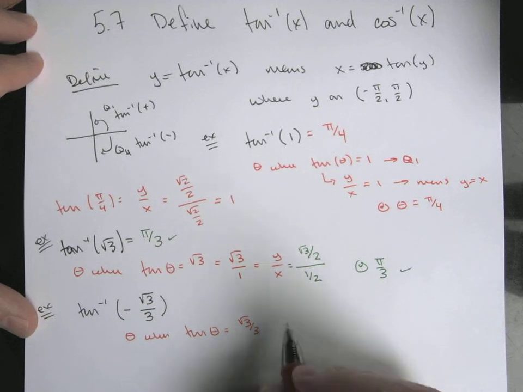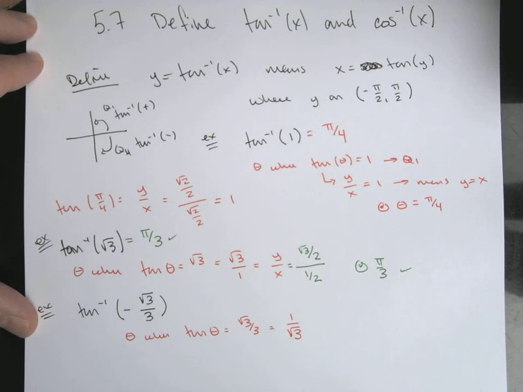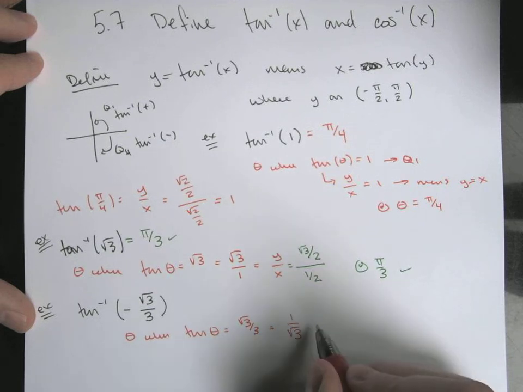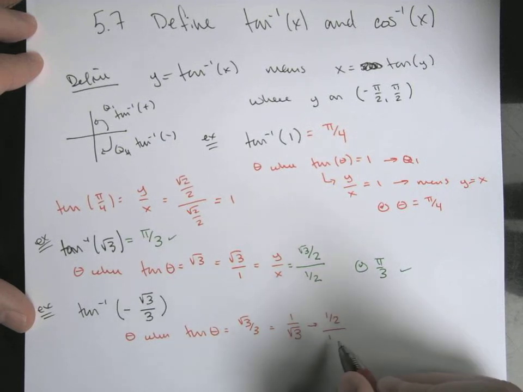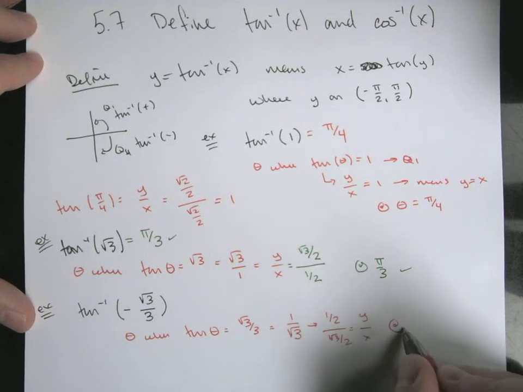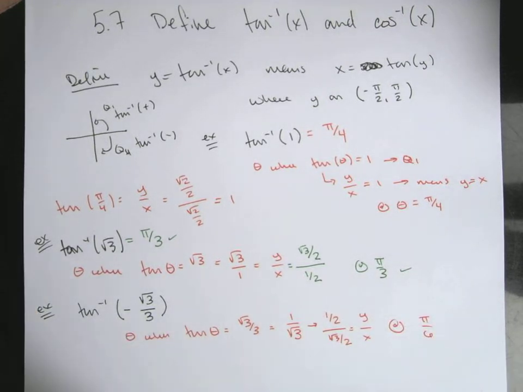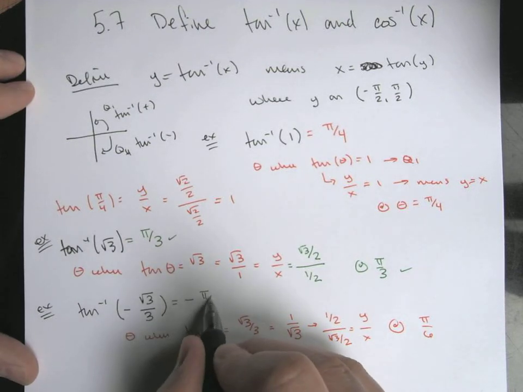What's going on here is, okay, what could we have started with? And the not obvious answer is this is going to be the same thing as 1 over root 3. In some sense, if you unrationalize and multiply both the top and the bottom by root 3, you can get this back in the bottom. And so this could become 1/2 over root 3 over 2. And so if this is supposed to be my y over my x, that's going to happen at versions of pi over 6. If this is supposed to be negative, then the answer here would be negative pi over 6.